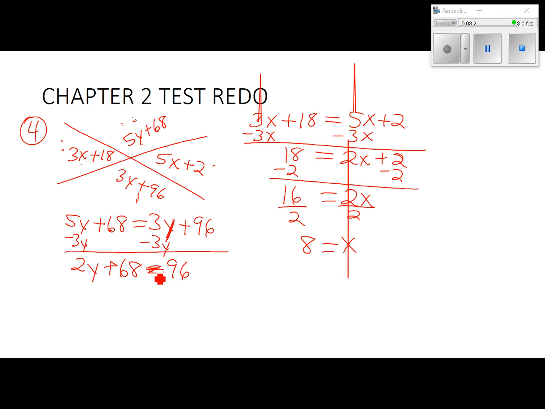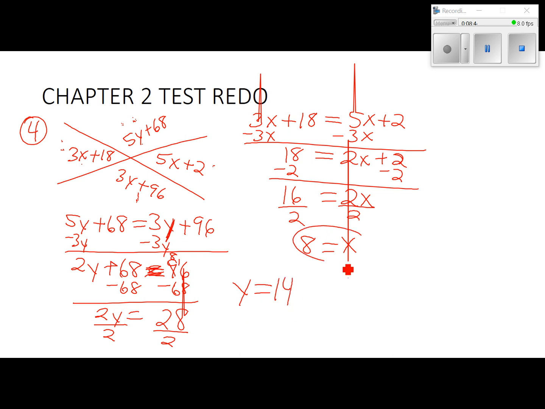Subtract 68 on both sides. You end up with 2y equals, if we borrow here, that's 28. Divide by 2, divide by 2. So you end up with y equals 14. So we got x is 8, y is 14. That should be one of the answers there. Fill it in.